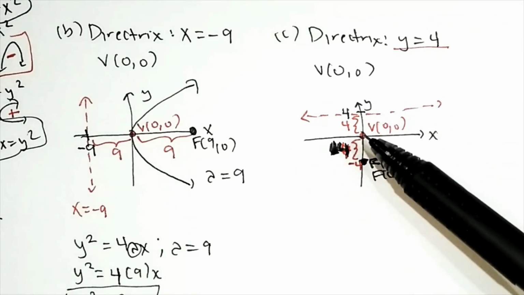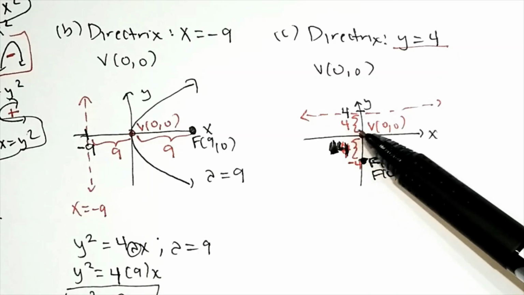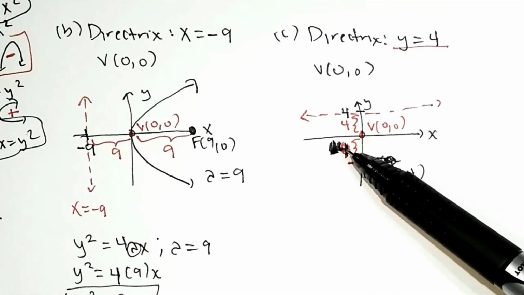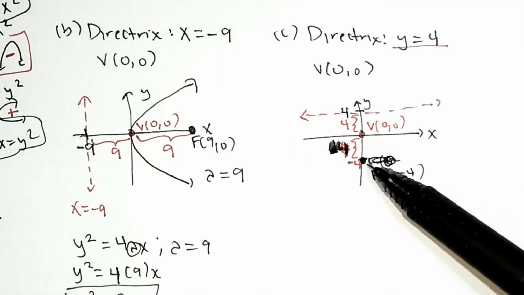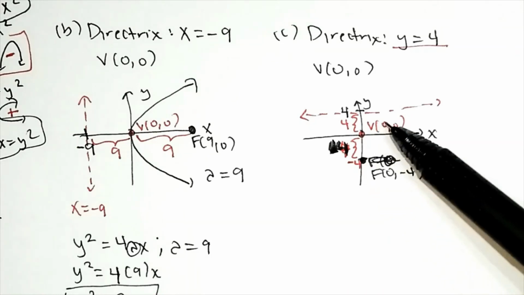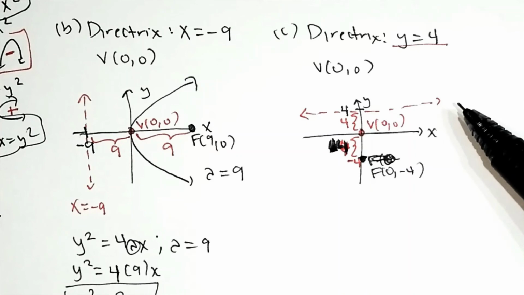The distance between the directrix and the vertex is 4, so the distance between the vertex and the focus should be 4. I meant to put positive 4 here. I got a little bit nervous because I was trying to do 2 things at once. When we go 4 units down, that will bring us to y equals -4. In terms of the coordinate, x is still 0, and now y is -4. Okay, so I redeem myself a little bit.